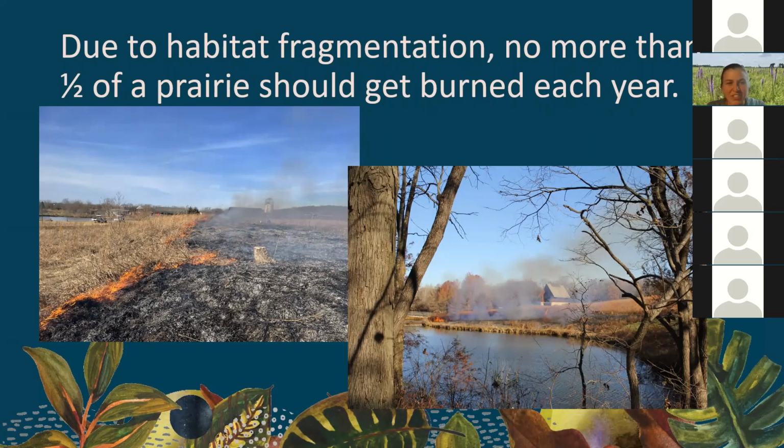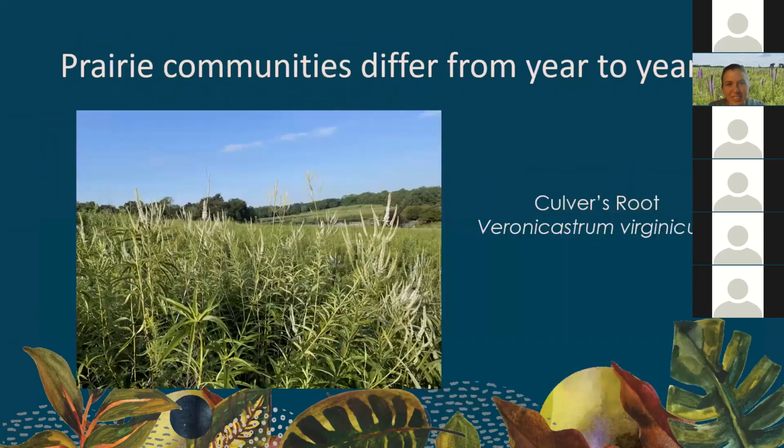So what are some of the changes that we're seeing as part of our reintroducing a lot of these disturbance regimes? We're seeing a variety of changes in our plant communities from year to year. This one's a great example of that. This photo was taken in July of 2021.